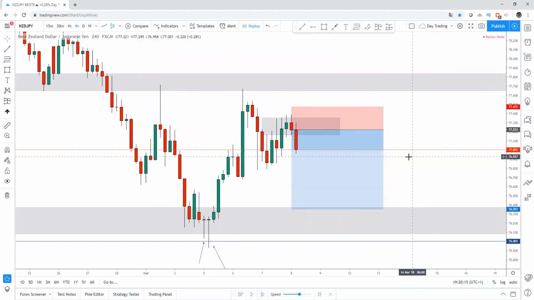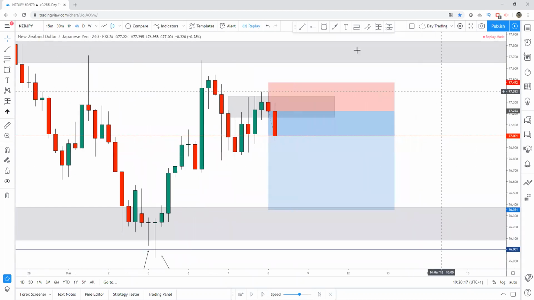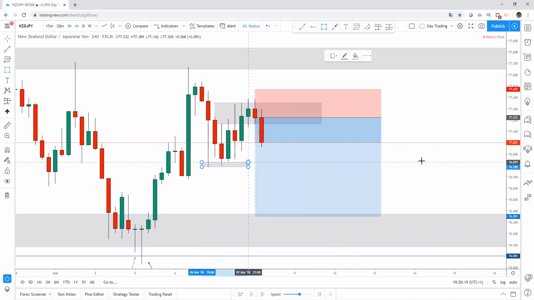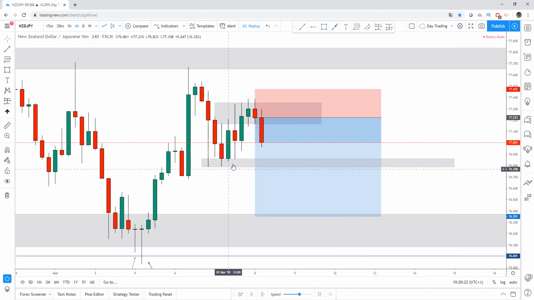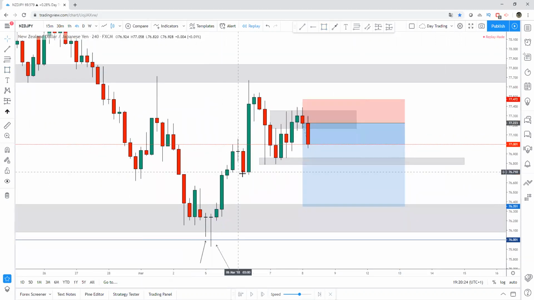Nice push to the downside. So we have to think of a management level. So personally, I would consider this as my higher low because we can see that the structure is still bullish.